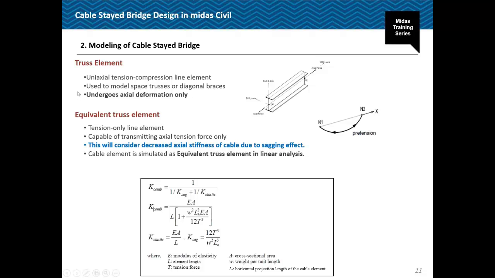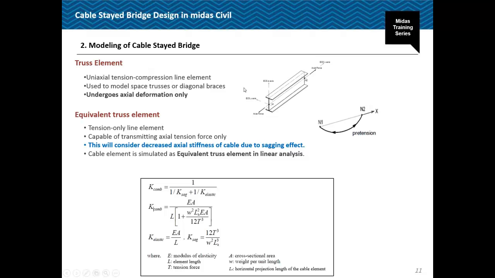Firstly, the truss element. I guess this part is already very familiar to you. When we select the truss element, or when we model the cable using the truss element, uniaxial tension or compression elements will be generated. It is used to model the space truss or diagonal brace. So it can undergo axial deformation only. So we are already very familiar with the truss element.